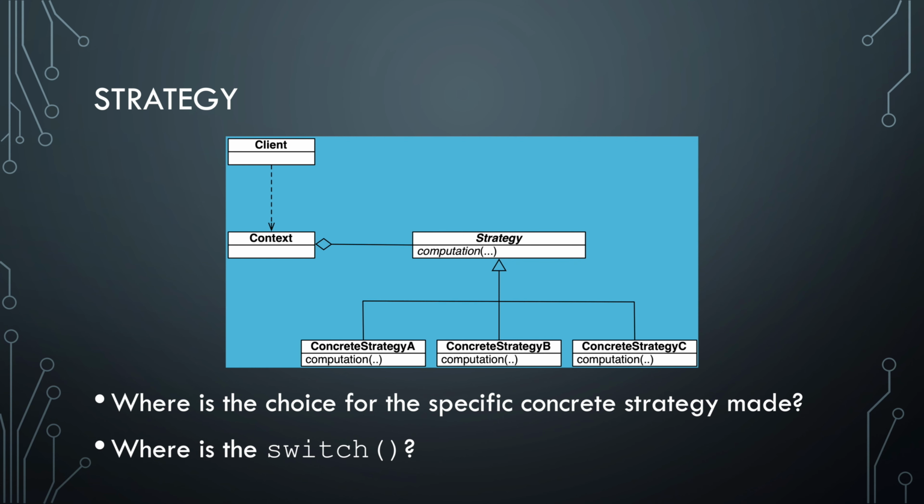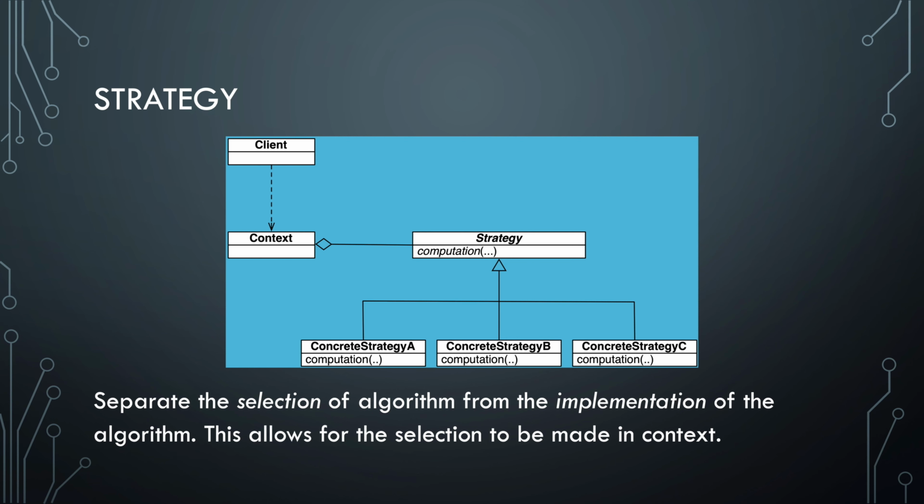Somewhere in the code, you still need to make the choice of which specific concrete strategy you're going to use. Where will this selection happen? Where is the switch or the if statement? The strategy pattern separates the selection of the algorithm from the implementation of the algorithm. Normally, you'd expect that the context class will determine which algorithm to use.